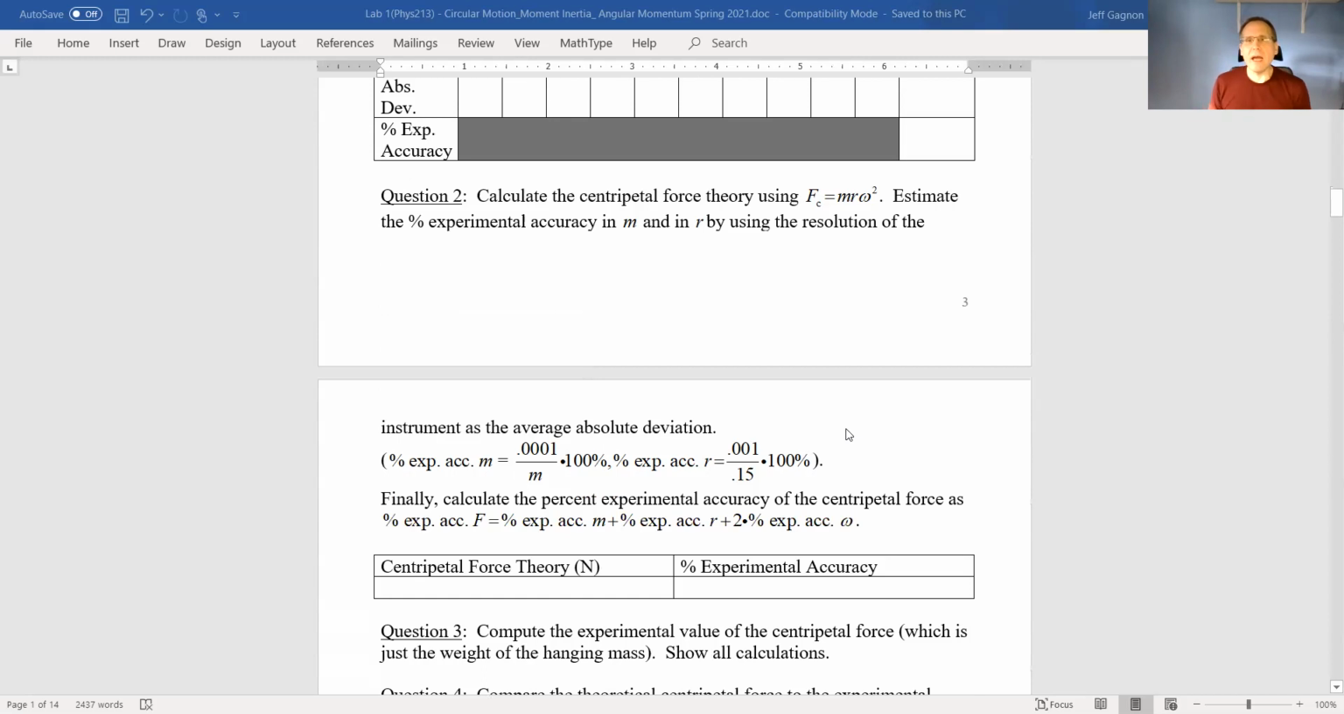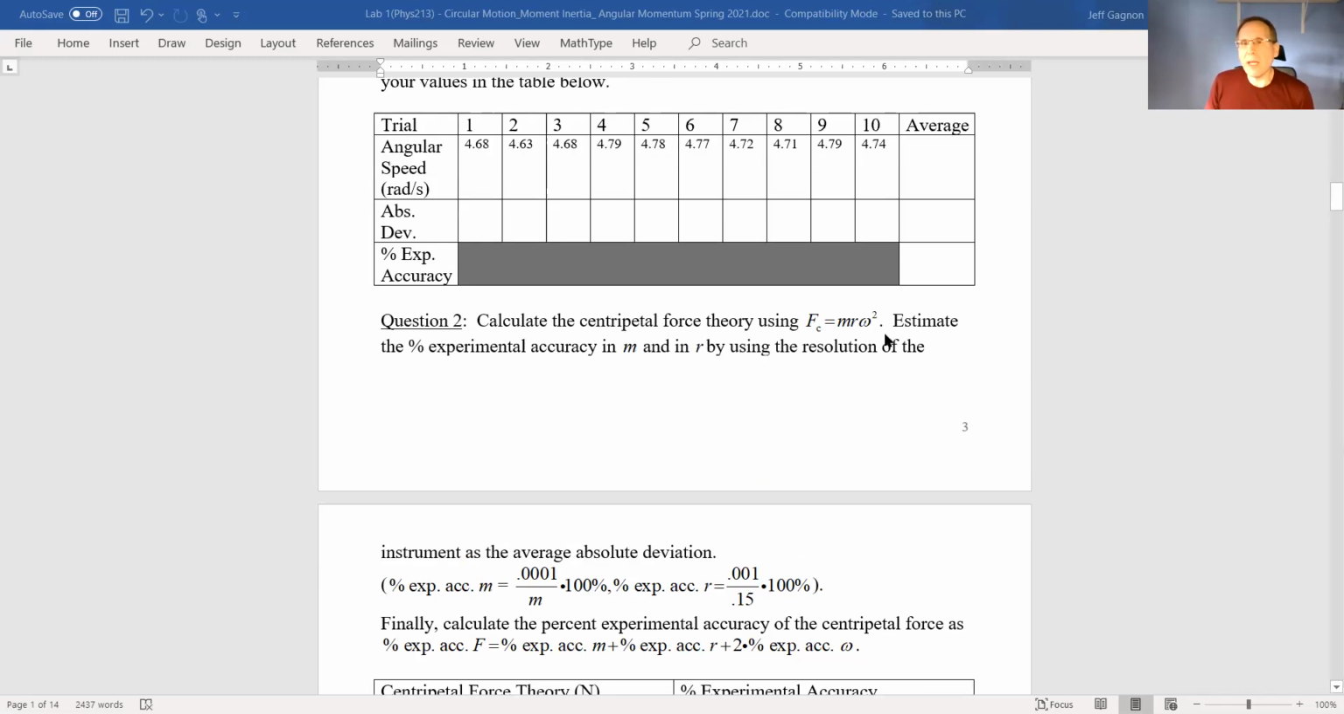Then I want you to estimate the percent experimental accuracy for the centripetal force theory. Well, remember, if you have an equation that involves multiplying several quantities together, then the rule is to find the percent experimental accuracy for this dependent variable, the centripetal force, you have to add these respective percent accuracies. And since omega is squared, you have to add it twice, right? So it would be the percent experimental accuracy for mass plus the accuracy for radius plus the accuracy of the omega, and you have to add that twice for omega.